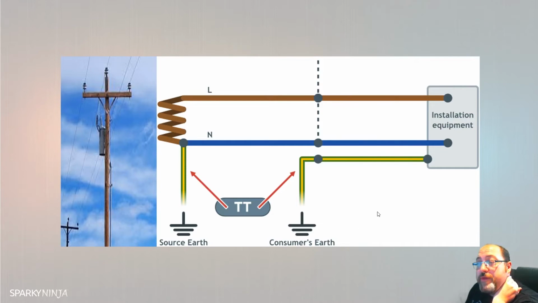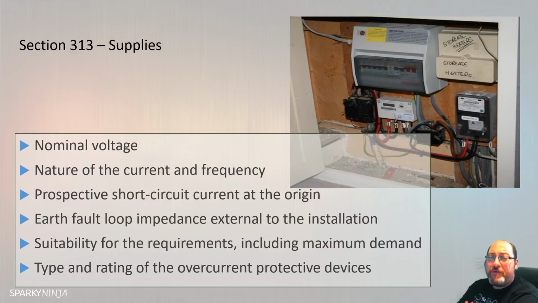The next one is 313, supplies. There are a number of questions that come in with the words characteristic and supply in it. So surprise, surprise, it's supply characteristics, and it's here, 313. The following characteristics of the supply or supplies from whatever source, and the normal range of those characteristics where appropriate, shall be determined by calculation, measurement, inquiry, or inspection. So, the nominal voltage and its characteristics including harmonic distortion, prospective short circuit current, nature of current and frequency, earth fault loop impedance external, suitability for the requirement of the installation including the maximum demand, and the type and rating of overcurrent protective device.